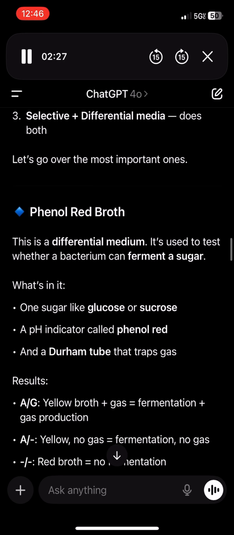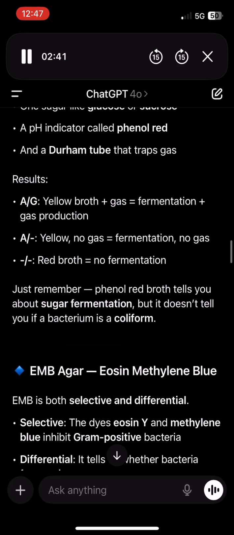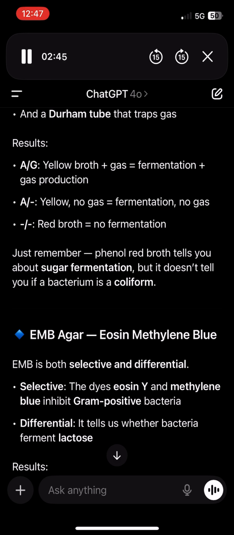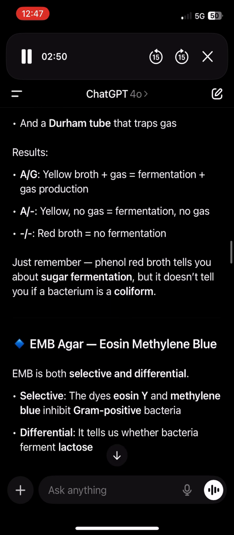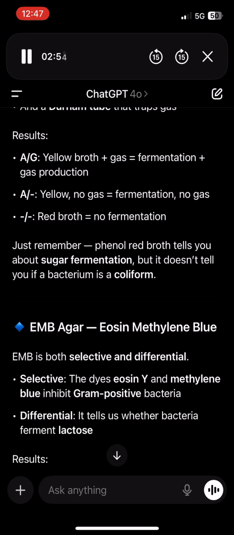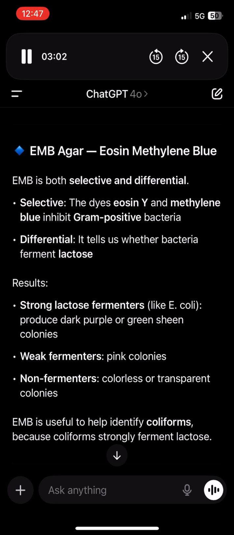Phenol red broth. This is a differential medium. It's used to test whether a bacterium can ferment a sugar. What's in it? 1 sugar like glucose or sucrose, a pH indicator called phenol red, and a Durham tube that traps gas. Results: yellow broth plus gas equals fermentation plus gas production. Yellow, no gas equals fermentation, no gas. Red broth equals no fermentation. Just remember, phenol red broth tells you about sugar fermentation, but it doesn't tell you if a bacterium is a coliform.